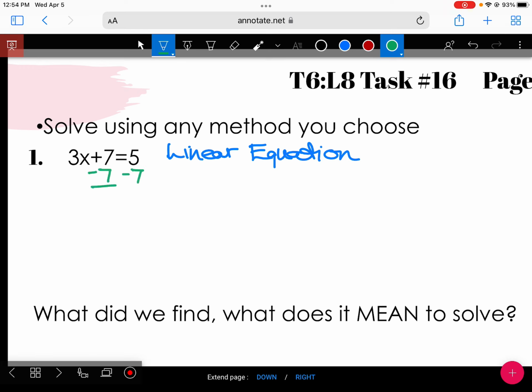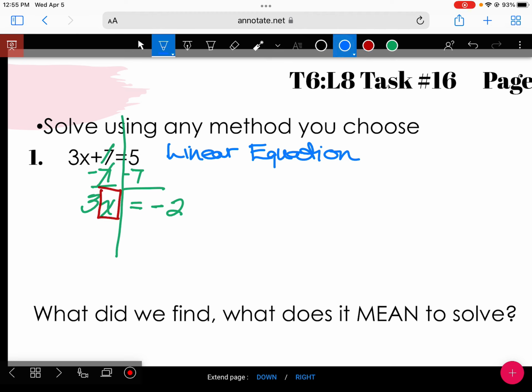Subtract 7. This is an equation. Whatever you do to one side of the equal sign, you need to do to the other. So the 7's cancel out. 3x is equal to how much? Negative 2. And you're like, mon Dieu, what's happening? We're solving for x. We want to try to isolate x, get it by itself.